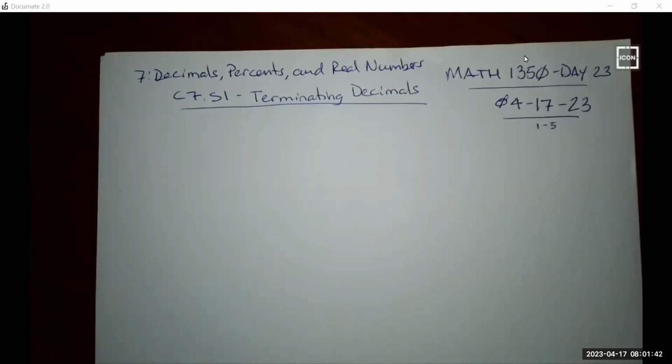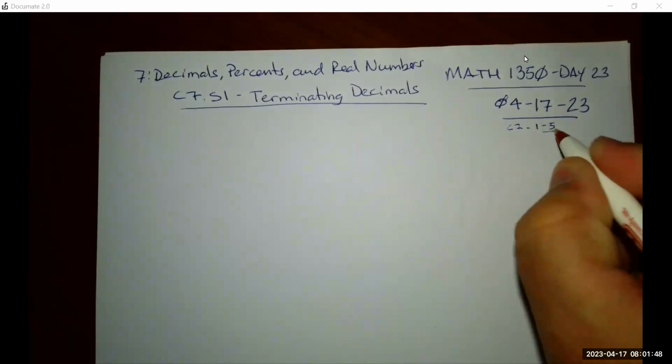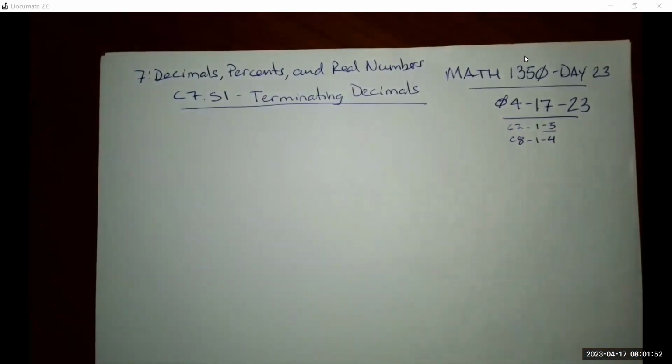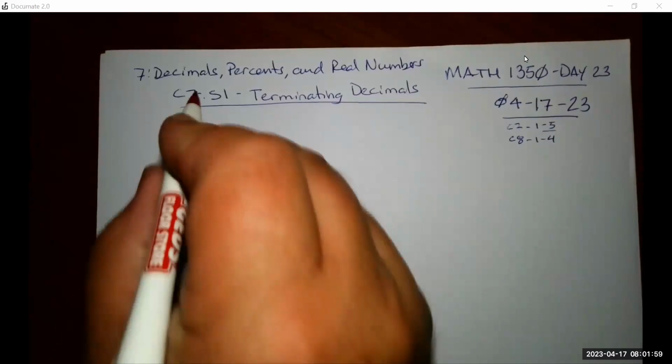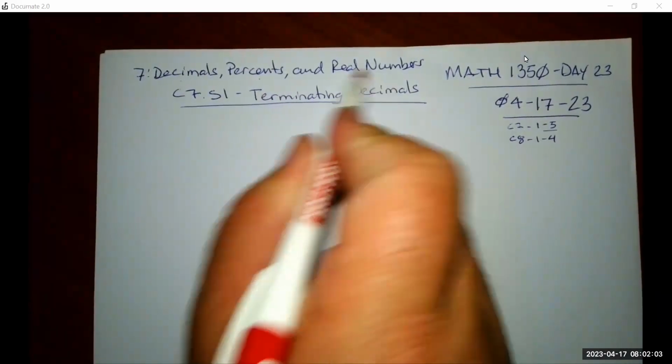Good morning, everybody. We're wrapping up the semester. We got 2 more chapters left. Chapter 7 has 5 sections. Chapter 8 has 4. And we have 3 more weeks. So we're going to pick up the pace a little bit. All right. Chapter 7 deals with decimals, percents, and real numbers.